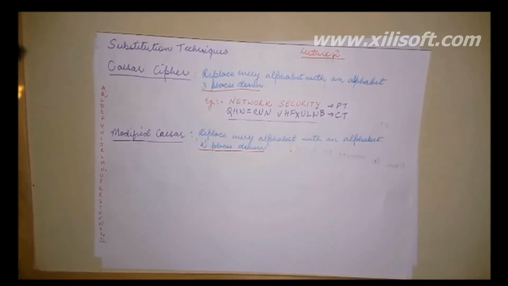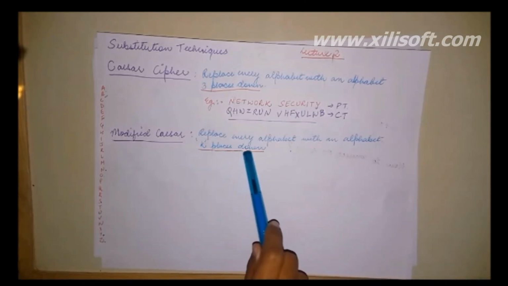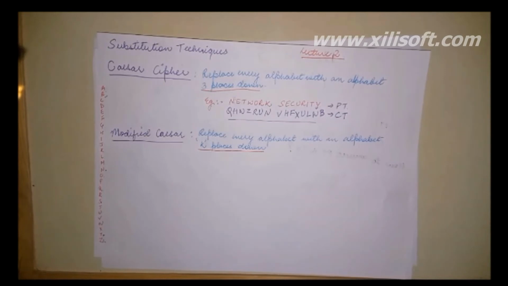We saw that every alphabet was replaced with an alphabet 3 places down, but it was so predictable. Our job is to increase the complexity for the hacker or the masquerader or anybody that is trying to break our code, to increase our security. So instead of 3 places down, in modified Caesar cipher we use a k places down criteria that is hard to crack. It is similar to the Caesar cipher, but the only difference is the alphabet is replaced k places down. So let's see another cipher, that is monoalphabetic cipher.